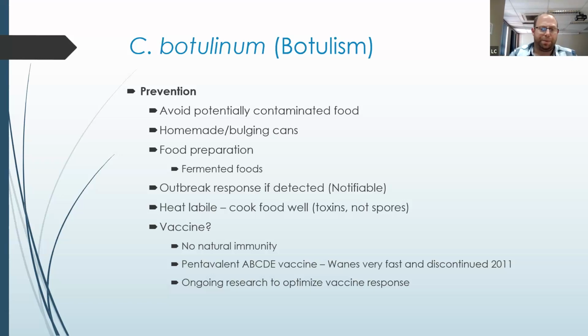It is heat labile, the toxin itself, not necessarily the spores of the organism, so you cook food well. And then vaccine, it's interesting that for tetanus, we have a good vaccine. For the toxin, we don't seem to have come right with botulism as yet.